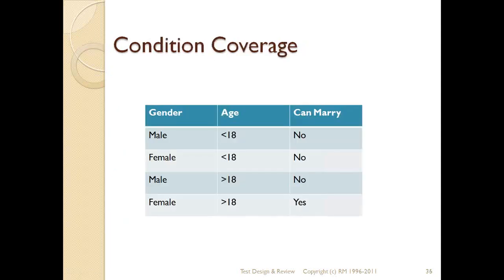Let's see what is a condition coverage. I have taken an example of a female getting married in India. So according to laws, if a female's age is greater than 18, she can marry. So you can see I have used gender on one side, age on another side, and can marry question on the third column. So yes is only at one stage where you have female and age greater than 18, then and only then she can marry. Otherwise, she cannot marry. Okay.